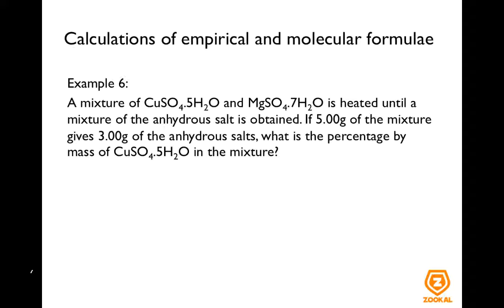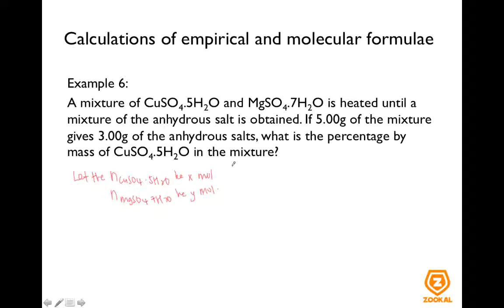So to do this, we need to start off by defining our variables x and y. Let the number of moles of the hydrated copper sulfate be x moles, and we'll define the number of moles of hydrated magnesium sulfate as well, which would be y moles. So take note that after this heating, the number of moles of copper sulfate and magnesium sulfate will stay the same. So I can just use the same x and y again.